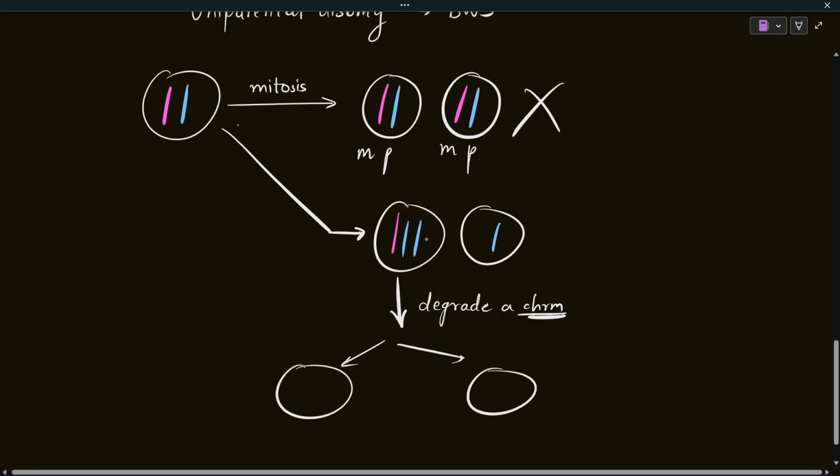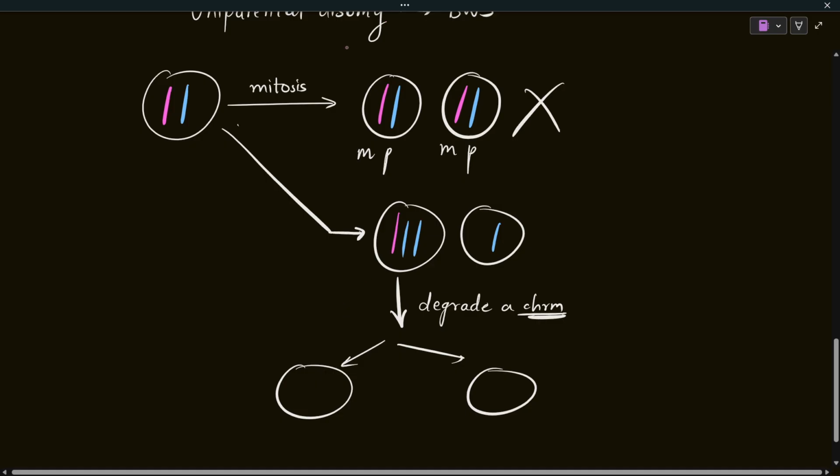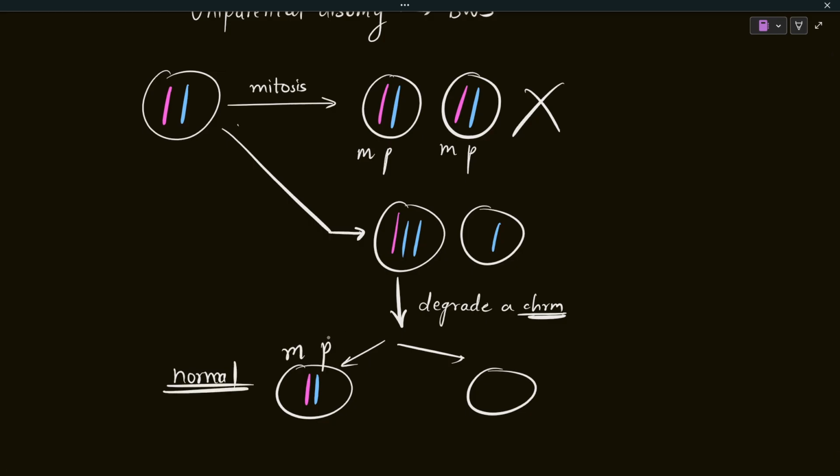First, it could degrade the maternal chromosome copy, or it could degrade the paternal chromosome. So there are two possibilities. First, if the one paternal copy is degraded, it will lead to a normal cell. So this is a normal cell, which has a maternal chromosome and a paternal chromosome.